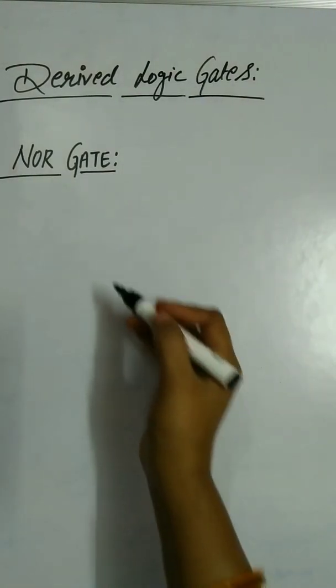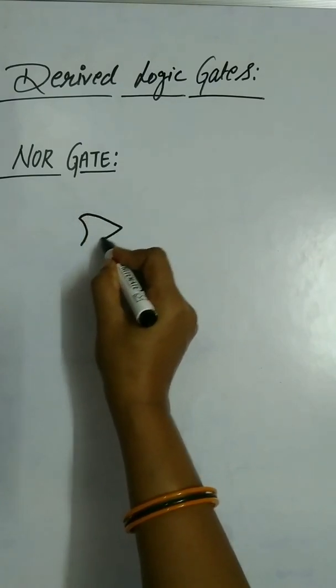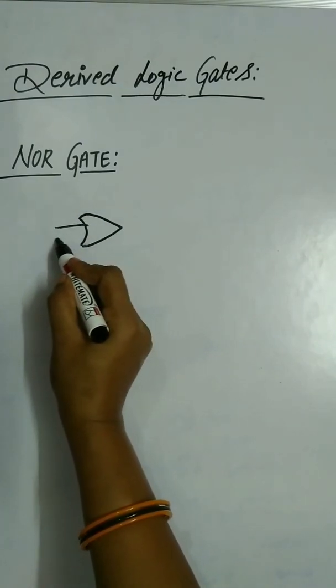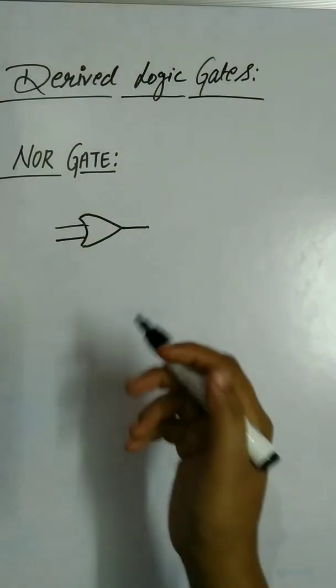First gate is NOR gate. What is the NOR gate? This gate is a combination of OR and NOT gate. All of you know the OR gate. So first of all, we draw the OR gate. It's OR gate. We take two inputs. It produces one output. Combination of OR and NOT gate.